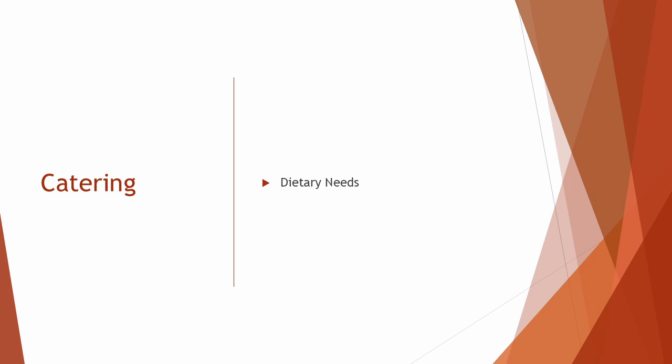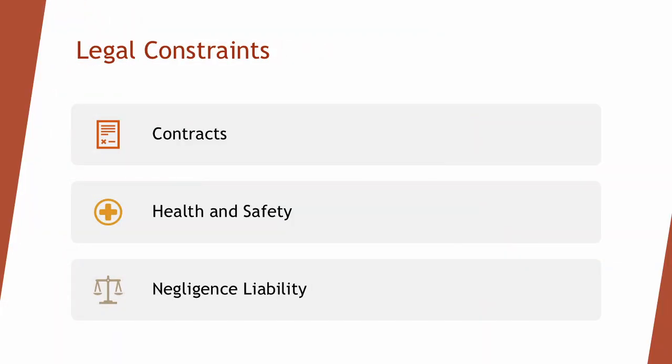An event organizer must have special consideration for dietary needs, as failing to do so can exclude attendees or put them at risk. The legal constraints must be considered, as they ensure the event complies with the law and protects the organizer from liability. The legal constraints that an event organizer may face are contracts, health and safety risk assessment, and negligence liability.